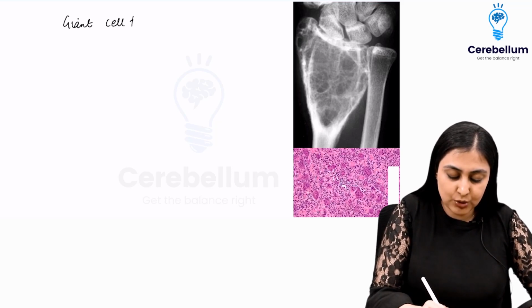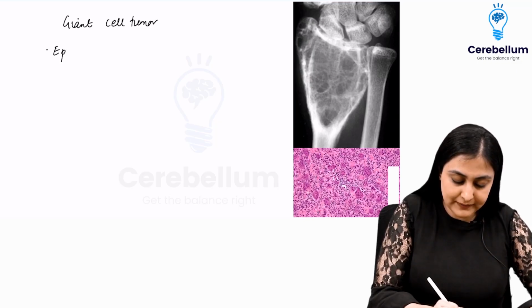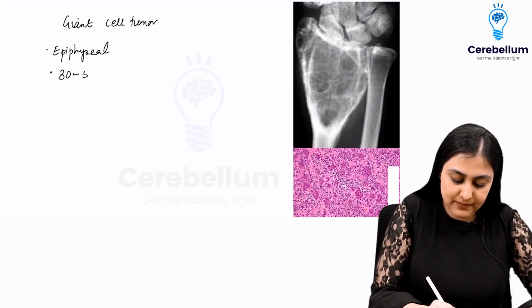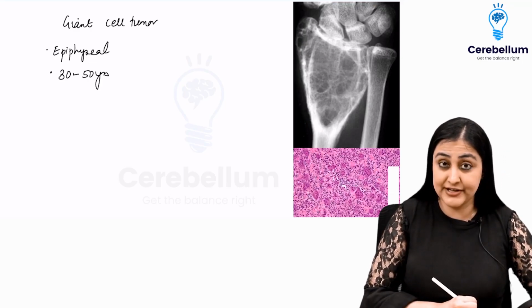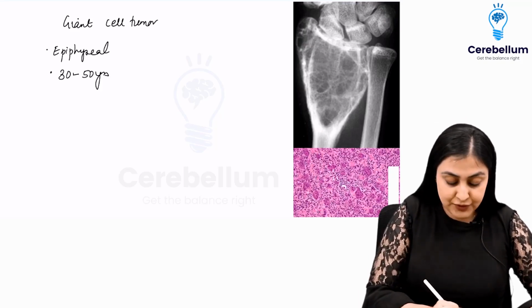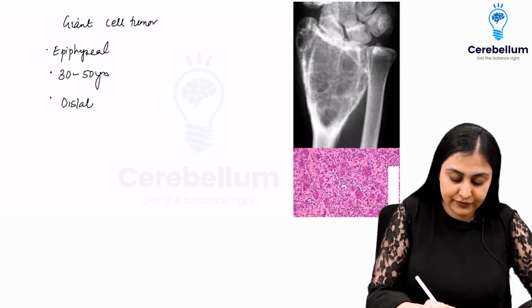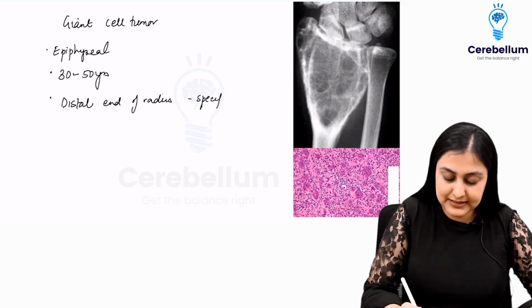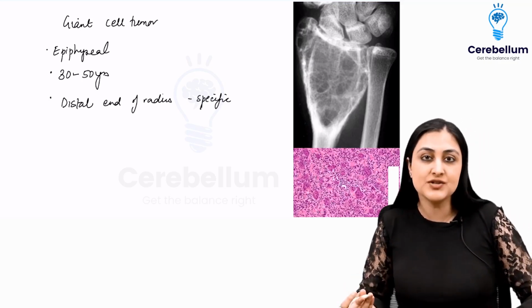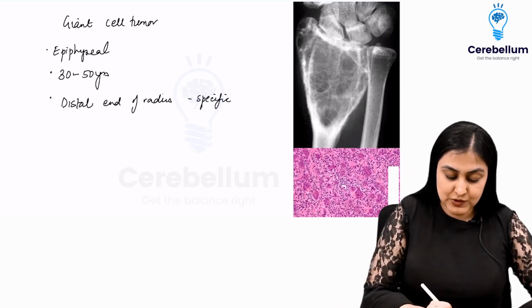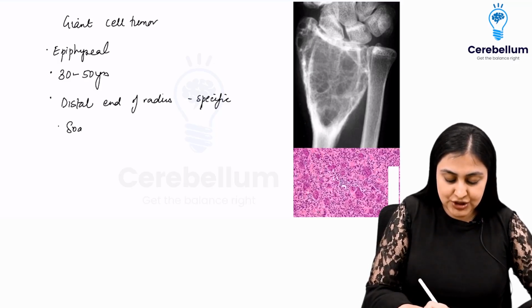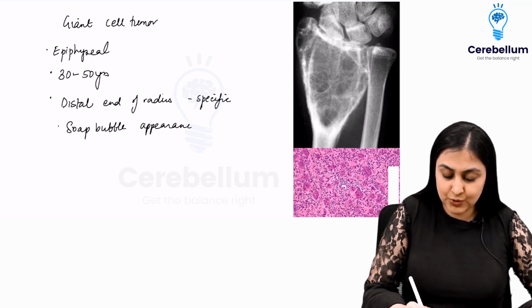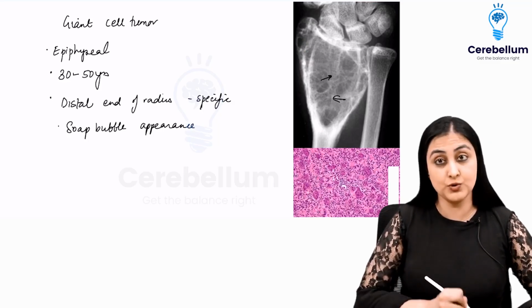Don't get this wrong. So how do we approach it? Giant cell tumor, we know it is epiphyseal, right? So one, it is epiphyseal. Second, the age is going to be more than 30 years, somewhere around 30 to 50 years, and the growth plate is fused. Second, the distal end of the radius is a very specific site for involvement. Whenever you see that, you have very high pretest odds of this being giant cell tumor. Then look at the shape here. This is a soap bubble appearance of the matrix, with so many septations and locules.